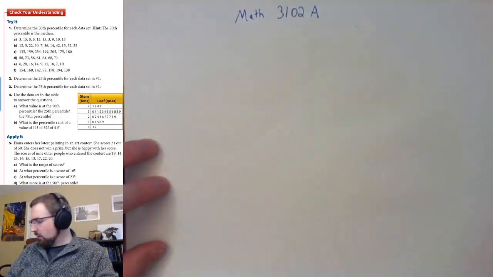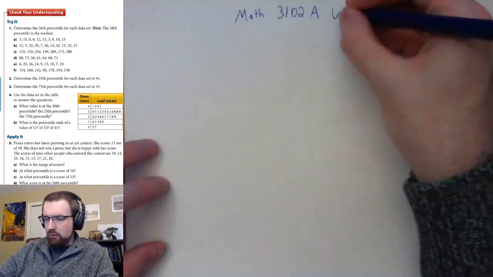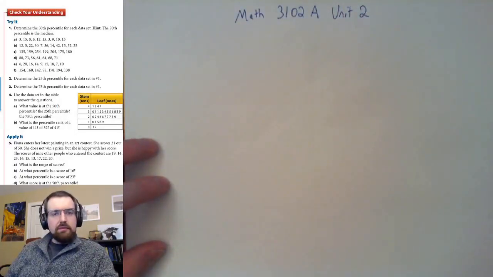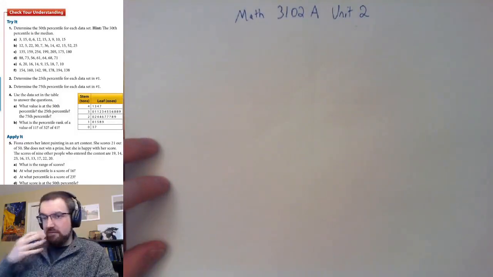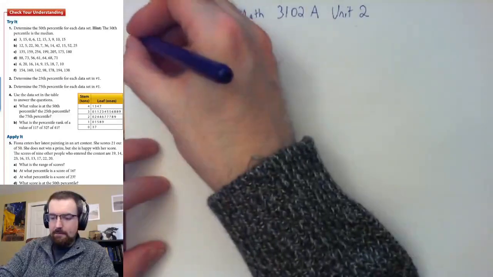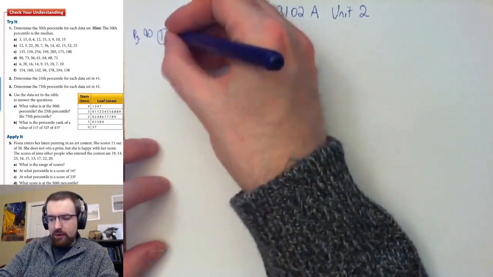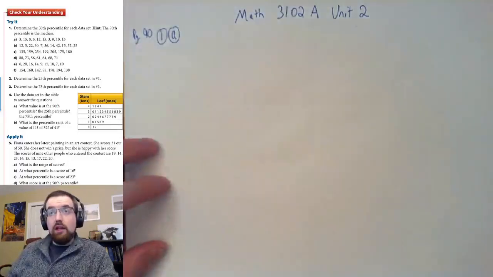This is Math 3102A. This is Unit 2. Page 90, question 1A. Determine the 50th percentile for each data set. Hint, the 50th percentile is the median.